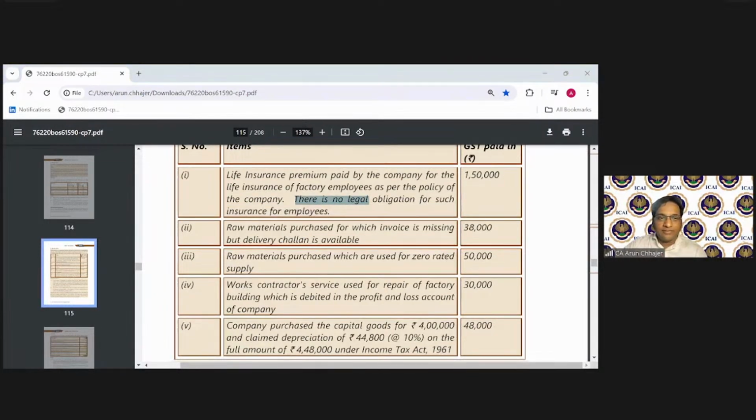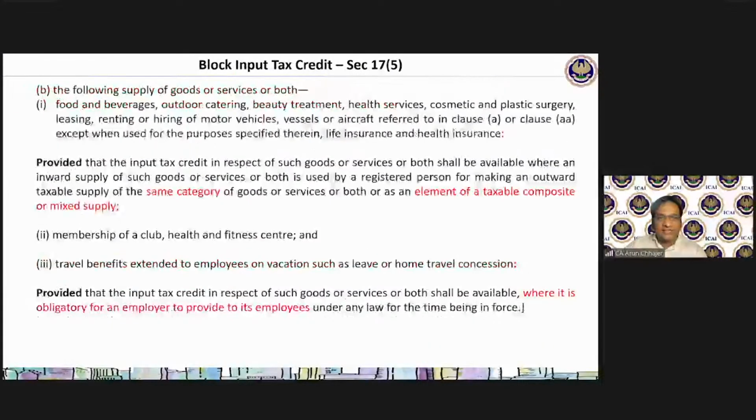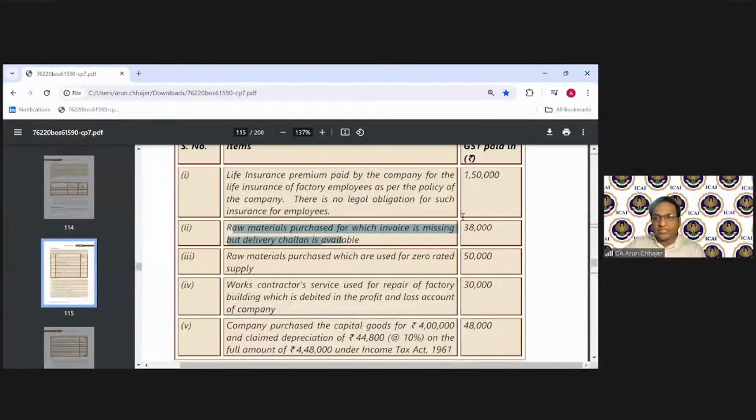You remember we have discussed in 17(5)(b) this legal obligation. You cannot take the ITC of life insurance or health insurance. Normally, you can take the ITC if it is a legal obligation. If it is obligatory by any law to provide to its employees, then ITC would be available. Okay. Raw material purchase for which invoice is missing, but delivery challan is available. Can you take the ITC?